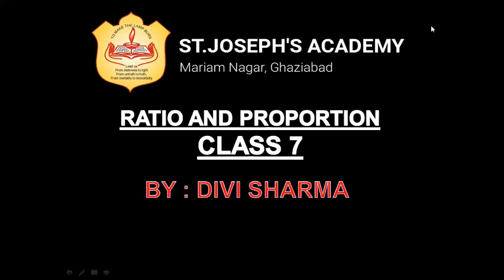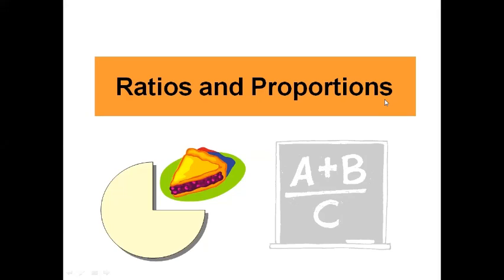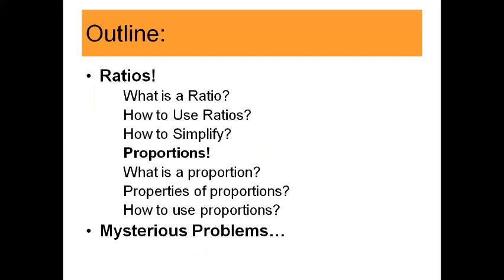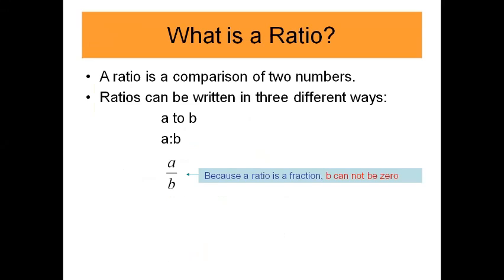Today, we'll be discussing the topic based on ratio and proportion. First of all, we should know what a ratio is. The ratio of A and B is expressed as A to B, where A and B are called the terms of the ratio. Here, A is known as the first term or the antecedent, and B is called the second term or the consequent.